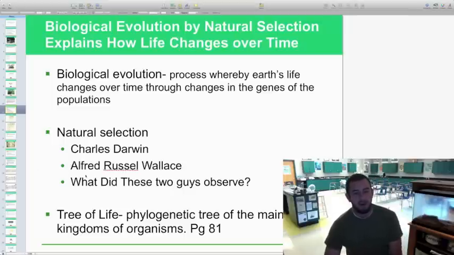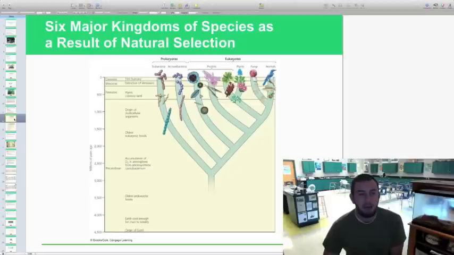There's a tree of life. It's a phylogenetic tree, which you hopefully remember from biology, on the main kingdoms of the organisms on page 81, which we're going to take a look at next. So if you're following along with your CD, definitely take a look at this section. Six major kingdoms of species as a result of natural selection will be the earliest ones that formed. This shows millions of years ago the prokaryotes, the eubacteria, the archaeabacteria. Eventually protists came along. They were our first animal-like, fungal-like, and plant-like protists. And then plants evolved from that, and fungi and animals as well.